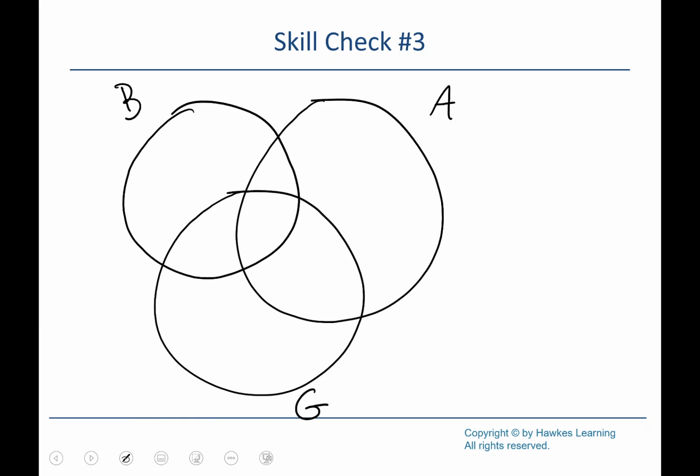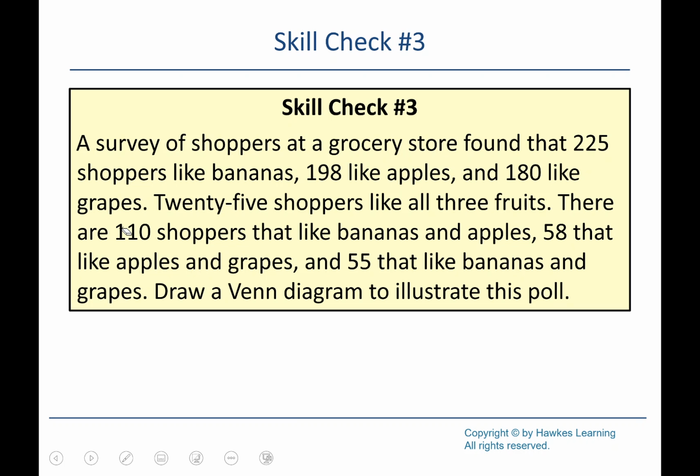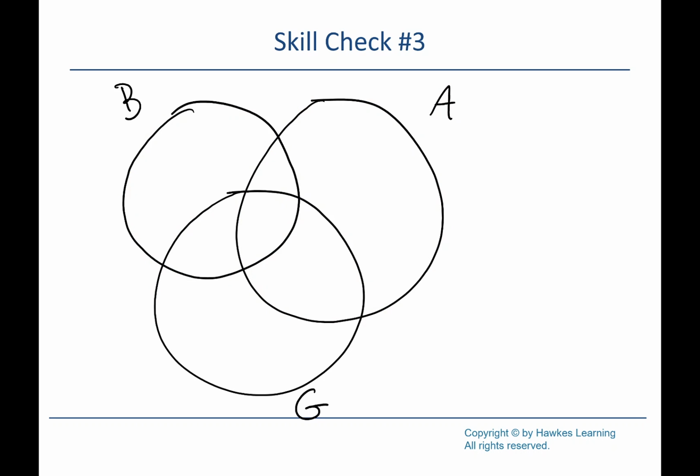We want to start at the inside, where all 3 overlap if we can. On this one, it's nice to us. It just tells us, it says 25 like all 3. So 25 goes right in the middle. And then we can work our way out from there.